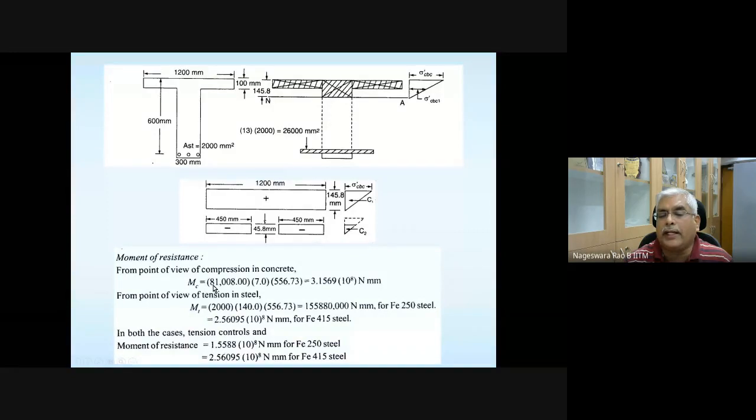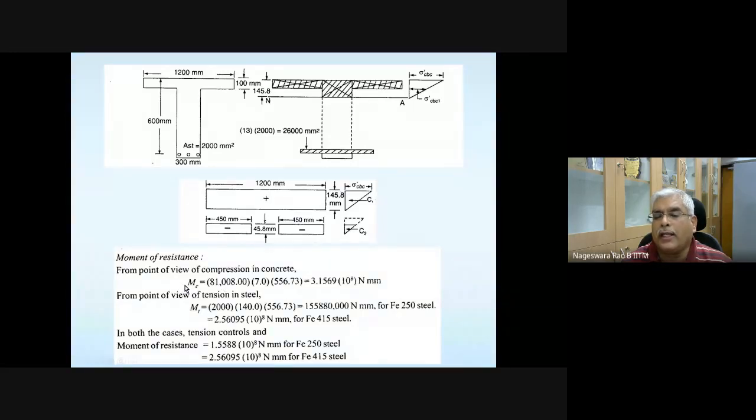Here, you read this one: moment of resistance from the point of view of compression in concrete, MC. This 81,008 is nothing but the area in compression, multiplied by sigma CBC, which is 7 Newton per mm square, multiplied by JD, the lever arm distance.